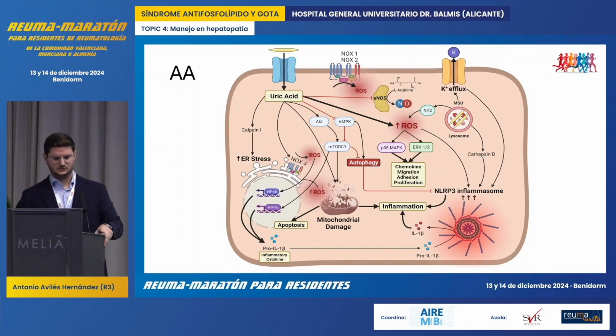In this image, we can see the different mechanisms we previously discussed and how uric acid acts by increasing free oxidative radicals and inflammation through various pathways, which ultimately leads to inflammasome activation and cellular apoptosis.